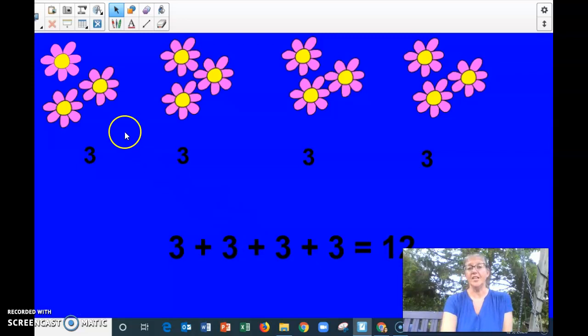Now, if you want to double check that, you can always come back up and count them really quick. 1, 2, 3, 4, 5, 6, 7, 8, 9, 10, 11, 12. So I have 4 groups, each with 3. I've got a total of 12. Let's do another one.